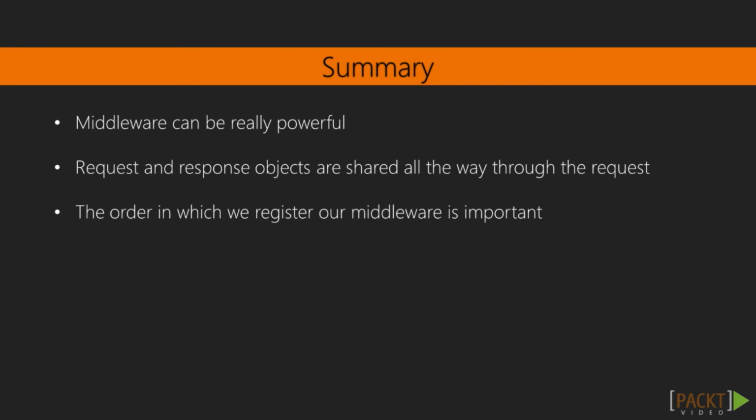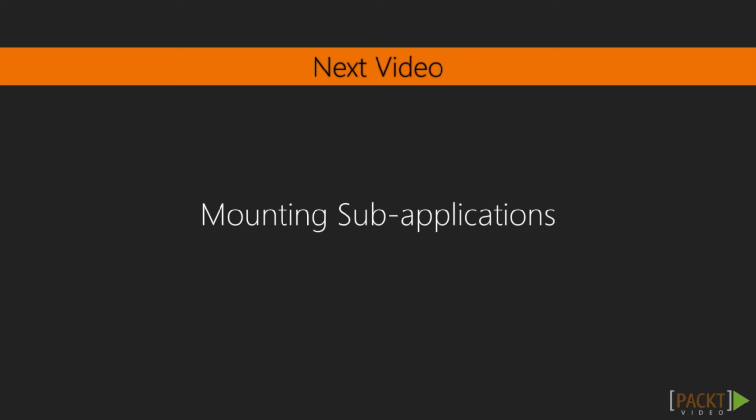In summary, middleware can be used to do some really powerful things, as the request and the response objects are shared throughout all of the middlewares called. Any modifications you make in a middleware are persisted all the way through the request. If we register multiple middlewares, they are all applied one after another in the order that they were registered. That means that the order in which we register middleware is important. In the next video, we'll be taking a look at mounting sub-applications using Express, which means you can develop your site in a very modular way and just plug all the sub-applications together to create your final application.